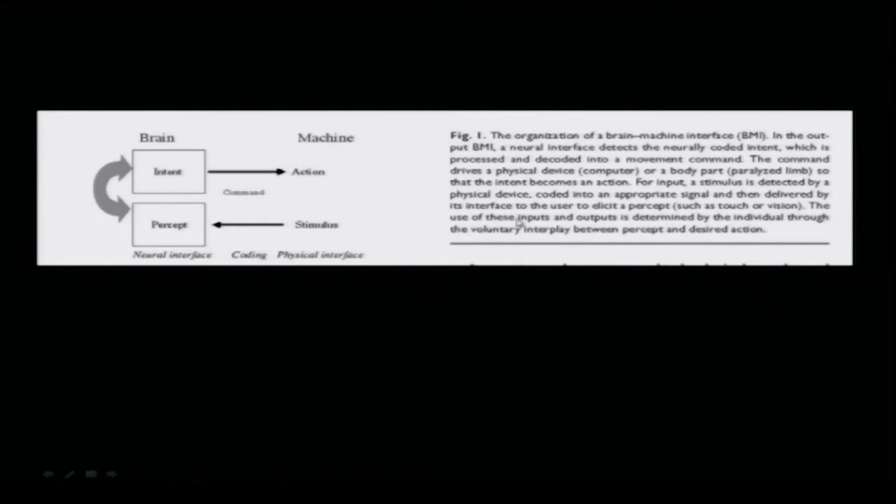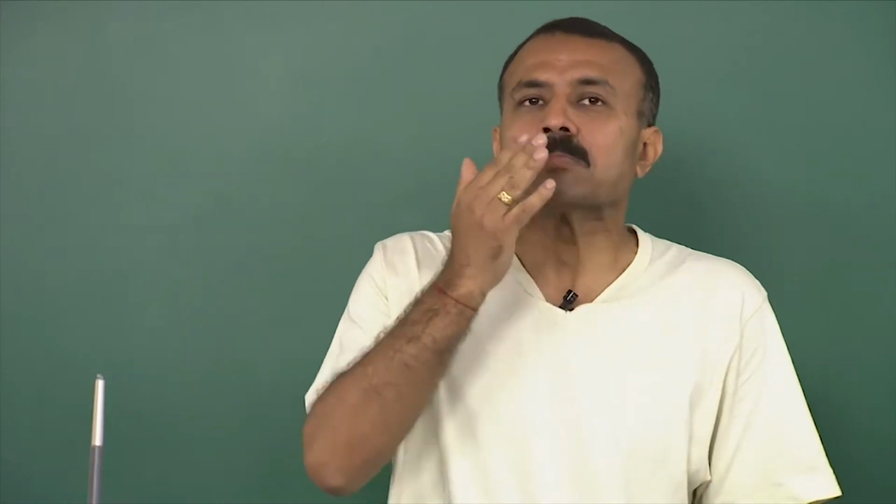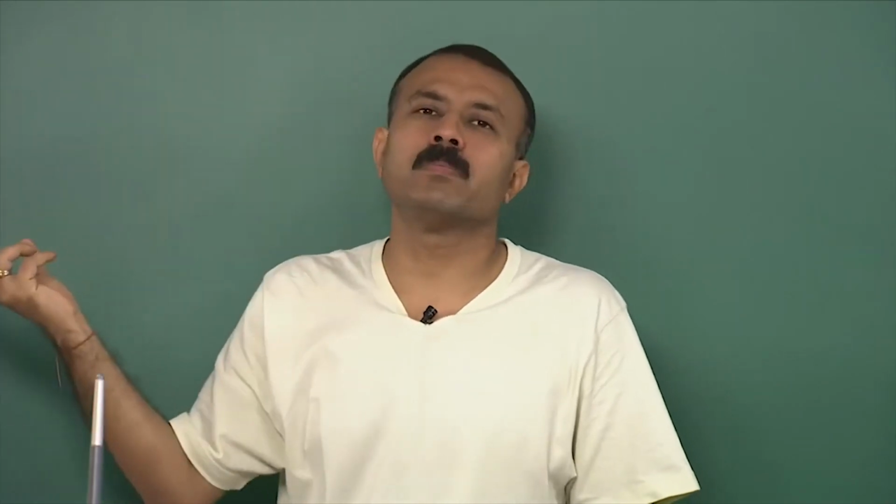The use of these inputs and outputs is determined by the individual through the voluntary interplay between percept and the desired action. So, essentially what this means is, you are thinking something and those signals are being picked up, and we put those signals to a robot and the robot executes the task. This is essentially all about the brain machine interface, and I have given you sufficient number of references.